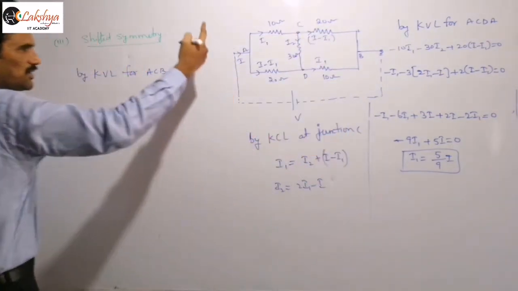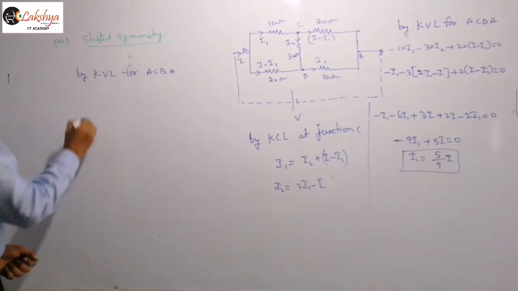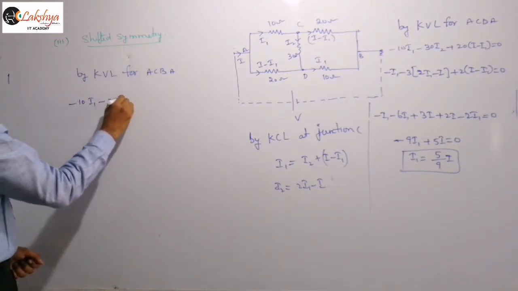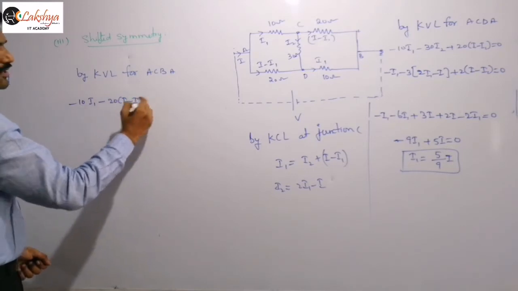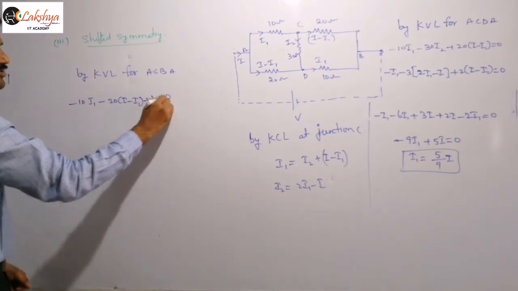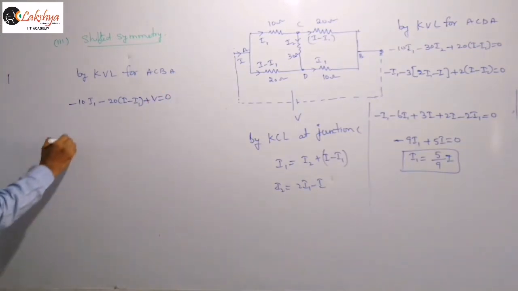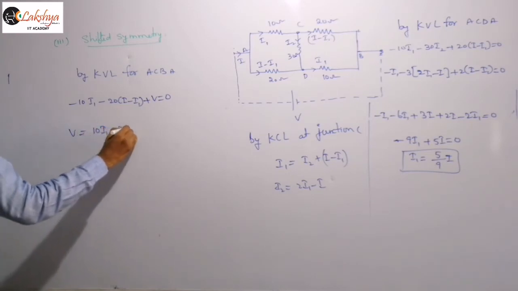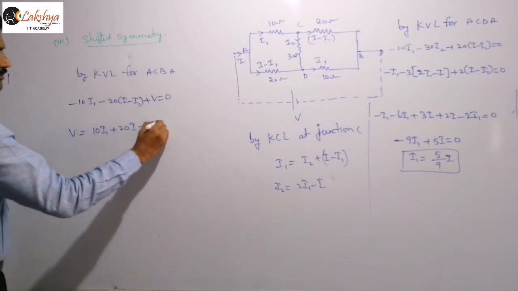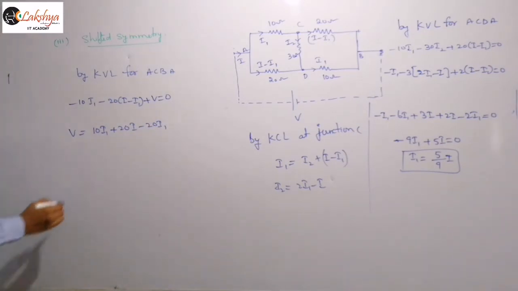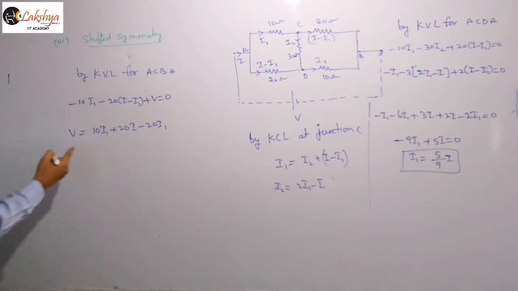Including this cell, we are applying like this. So now this minus 10 I1 minus 20 of I minus I1, we are applying including the cell like this. So plus V is equal to 0, right? And so let us write this V is equal to 10 I1 plus 20I minus 20 I1, right? And so therefore we can substitute the I1 value here.